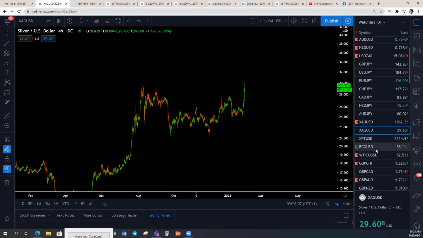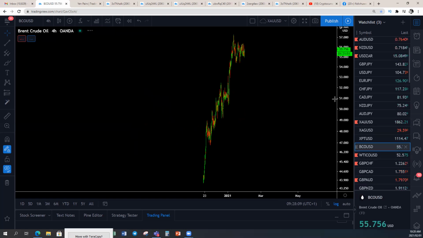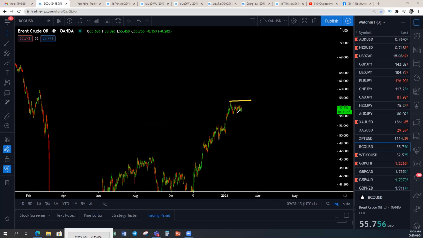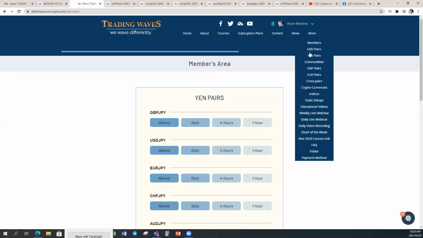Hope we make money. Brent crude. So Brent crude oil, we're currently in this corrective structure. I've been calling for 60 for a while. Let me just show you the chart, show why we're expecting 60 on Brent crude. This is supposed to be the wave 4. Let's have a look at the chart.